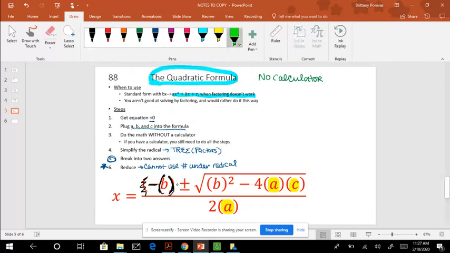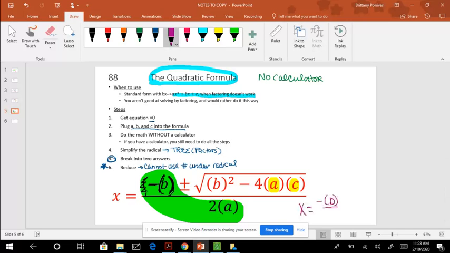You should recognize this part of the quadratic formula from the axis of symmetry equation, which is negative b over 2 times a. So this b out front here needs to be negative with the b in parentheses.